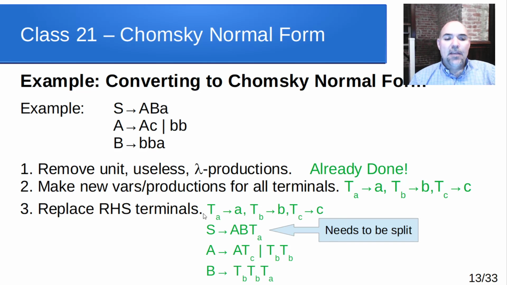Let's look. So after we do that, we're now ready for step 4 where we split those up. Well, let's identify which ones need to be split. First off, these ones are all okay because I have a variable producing a single terminal. But S has 3 variables, not 2. So that one needs to be split. Now let's look at A. A has variable, variable. That one's okay. And this production, TB, TB, that's variable, variable. So that one's okay. But this one for B also needs to be split because it's got 3 variables in it. So now let's look at how we're going to split that.